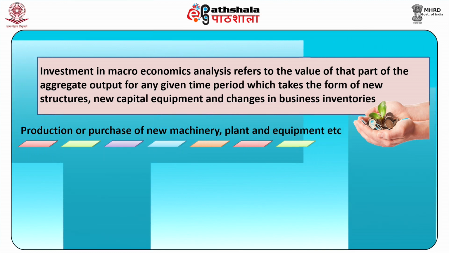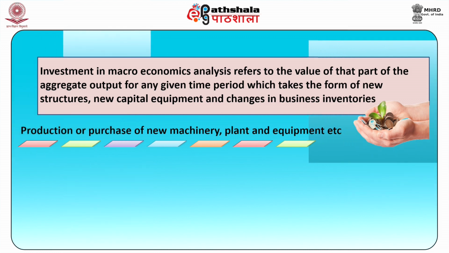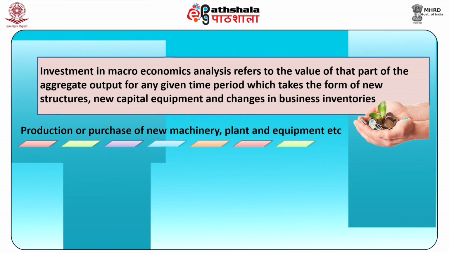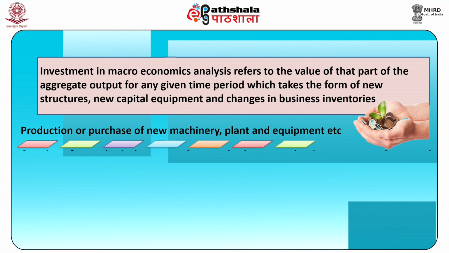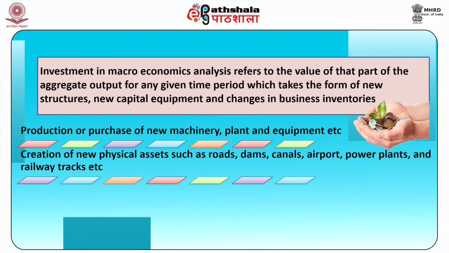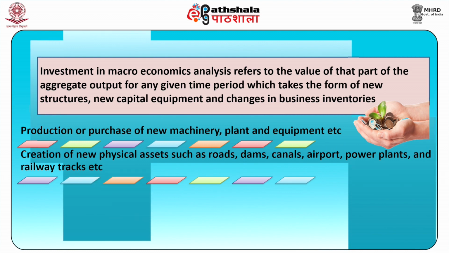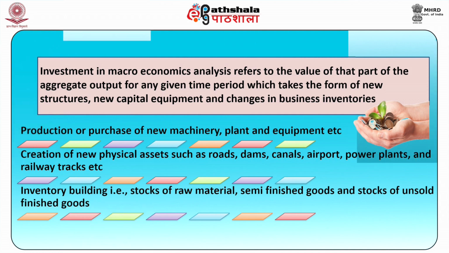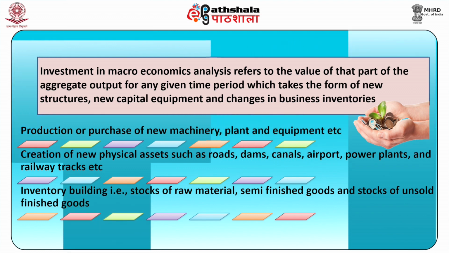It thus refers to the acquisition and increase in real assets, and expenditure on these real assets may include: a. Production or purchase of new machinery, plant and equipment, etc. b. Creation of new physical assets such as roads, dams, canals, airports, power plants and railway tracks. c. Inventory building, that is, stocks of raw material, semi-finished goods and stocks of unsold finished goods.